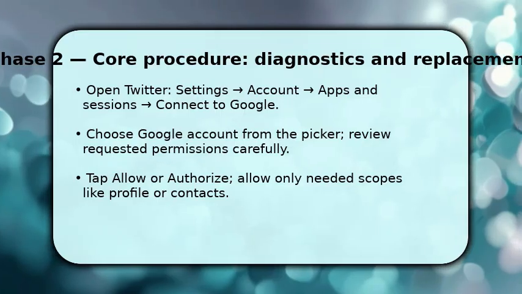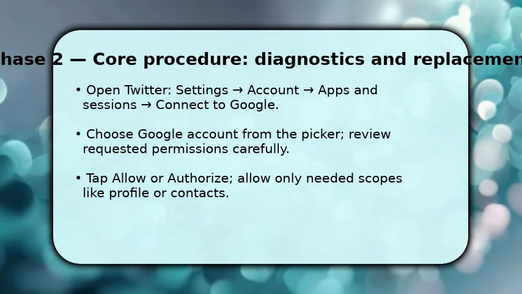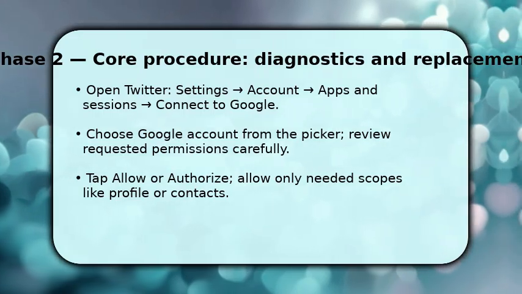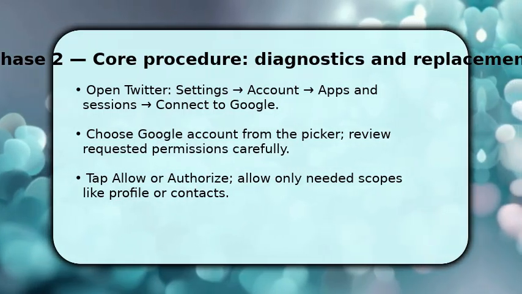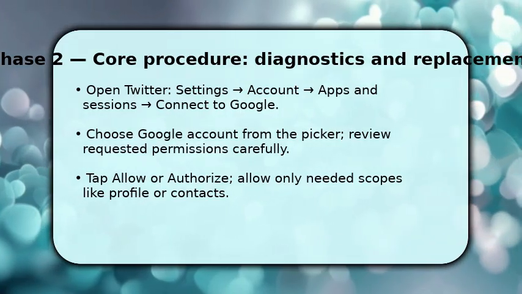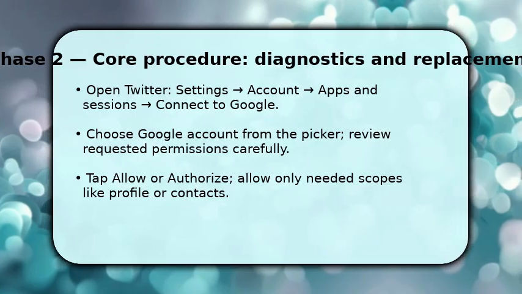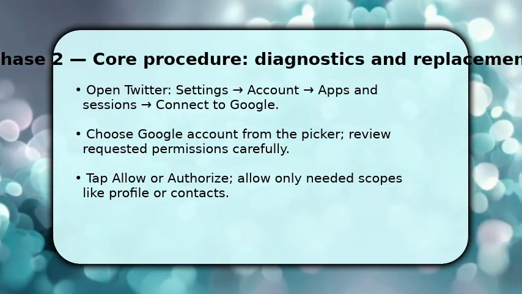Next, you move through the authorization flow. On Twitter, choose Connect to Google and select the Google account you want linked. Make sure to read the permission list. Twitter will request scopes such as profile info, email, or contacts. Grant only what you need. This limits data sharing. After you tap Allow, Twitter receives an authentication token that securely links accounts.